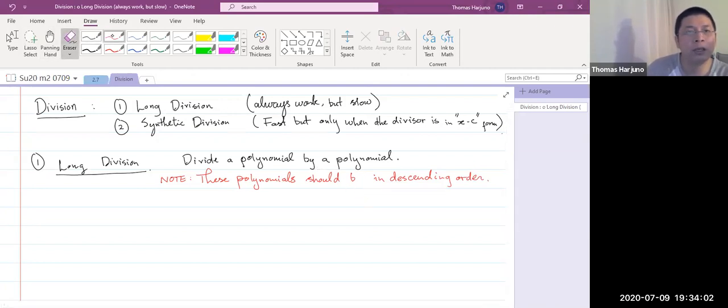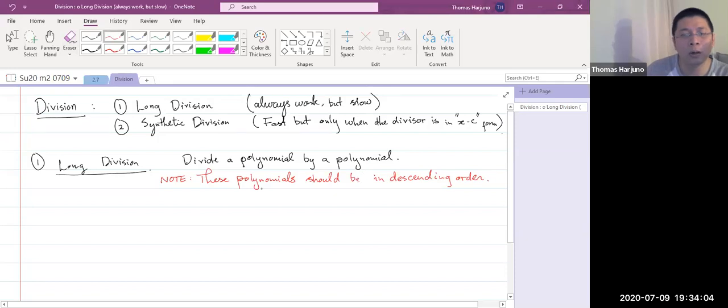Should be in descending order with placeholder in place if necessary. Placeholder in place if needed.